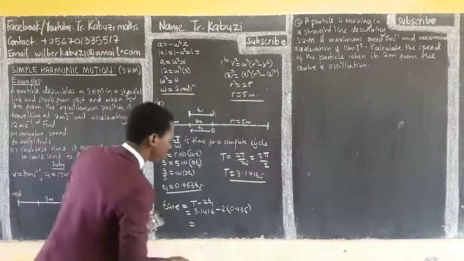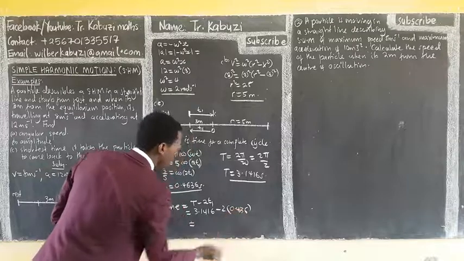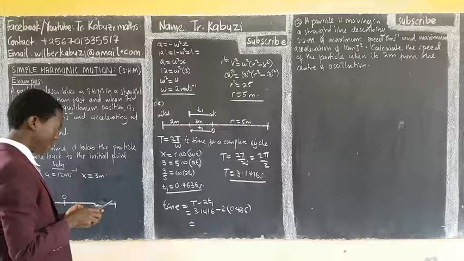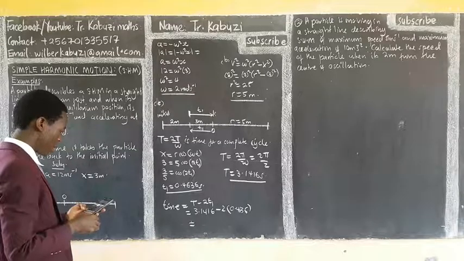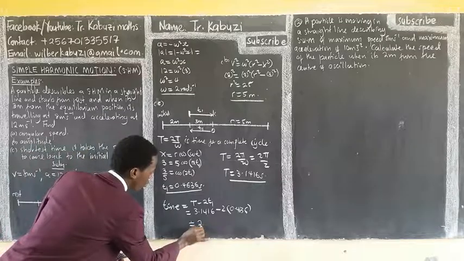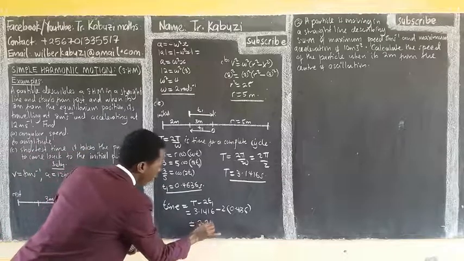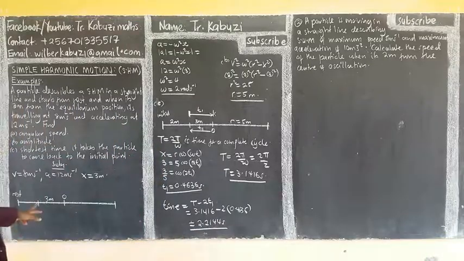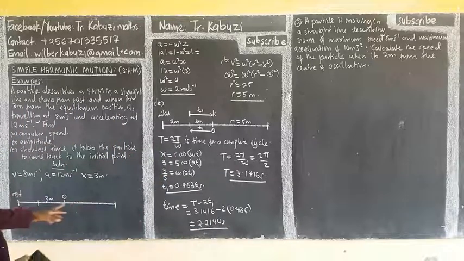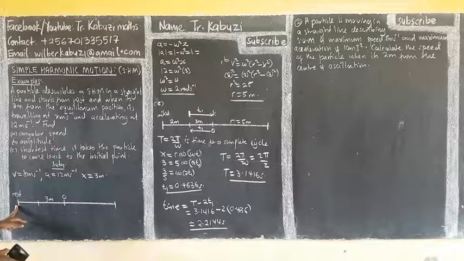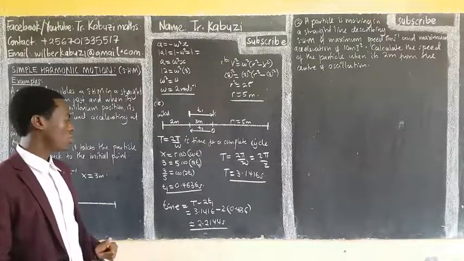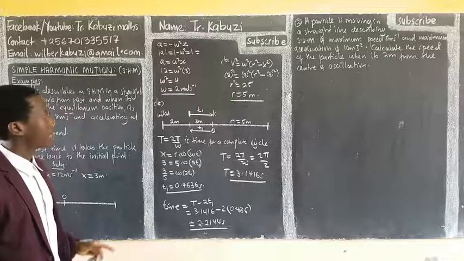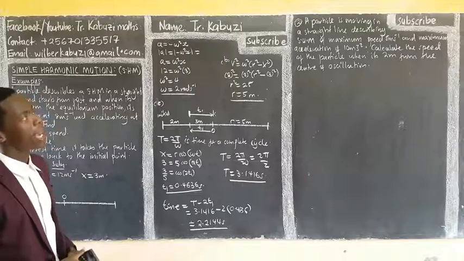this is 0.4636, 0.4636. So I'm getting 2.2144 seconds. Means that now the particle from here to come back to this point is going to use 2.2144 seconds, and that's how we handle that question there.